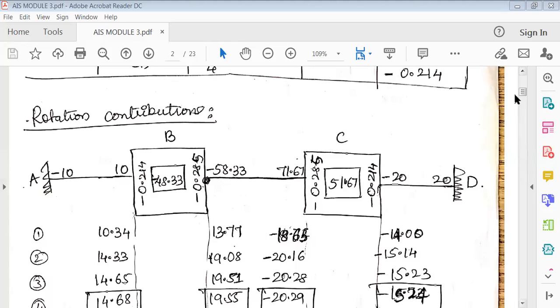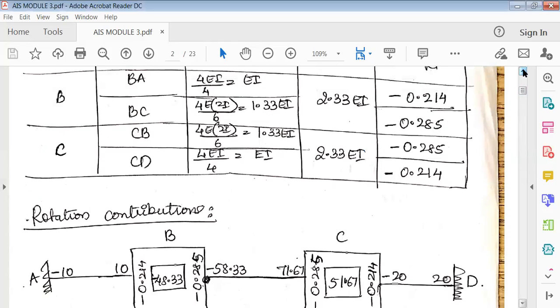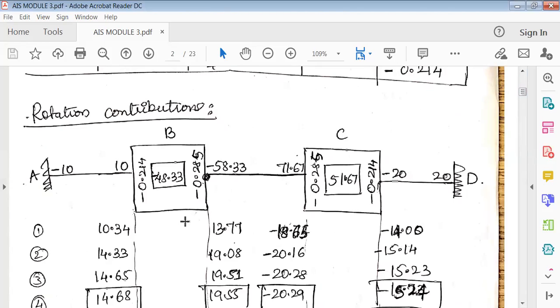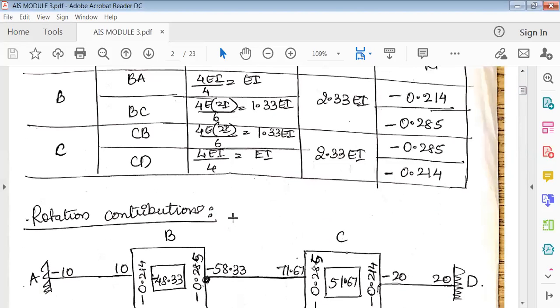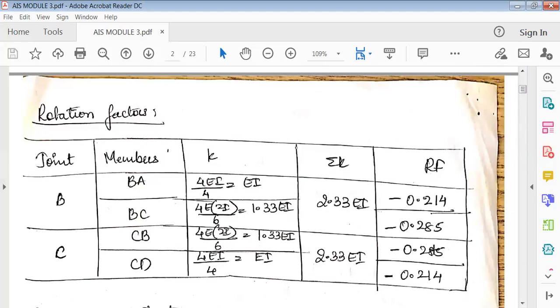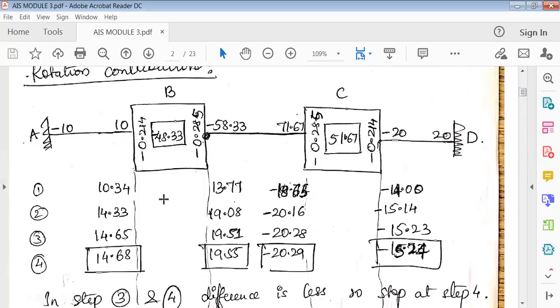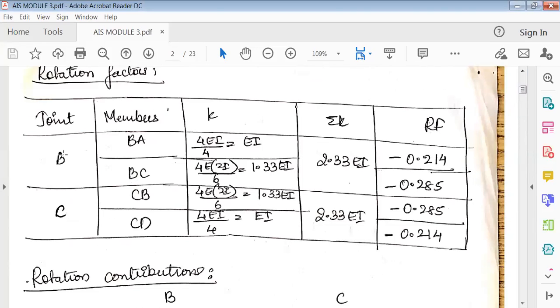So you're finding the rotation factor only at joint B and C, because those are the joints which connect BA also, BC also. Likewise, at C it connects CB also and CD also. Okay, so now this B and C will have the rotation factors here. That is what we're going to show here. Now see here, how we'll be drawing it like this only.